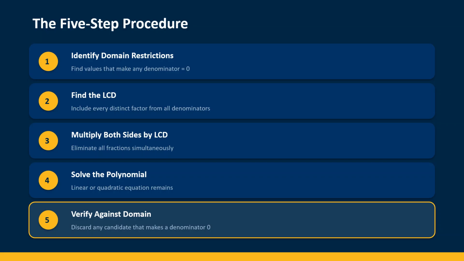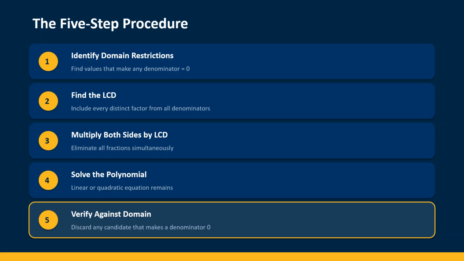Step 3. Multiply both sides by the least common denominator. This step eliminates all fractions simultaneously, reducing the rational equation to a polynomial equation. If the least common denominator has been computed correctly, every denominator cancels completely.